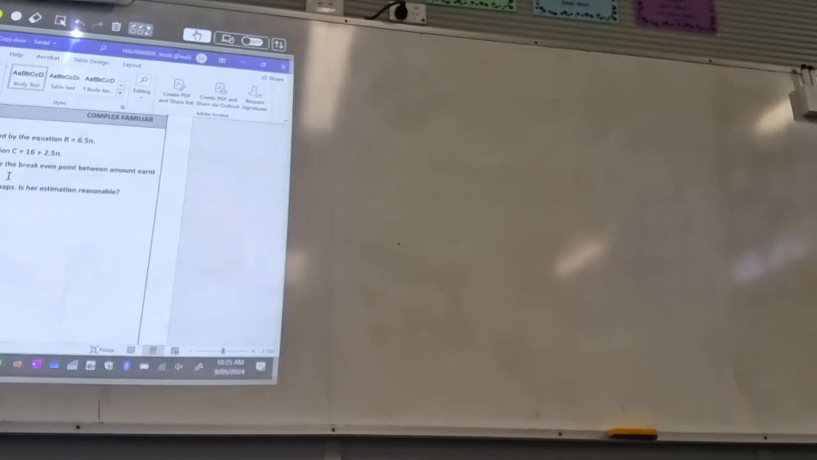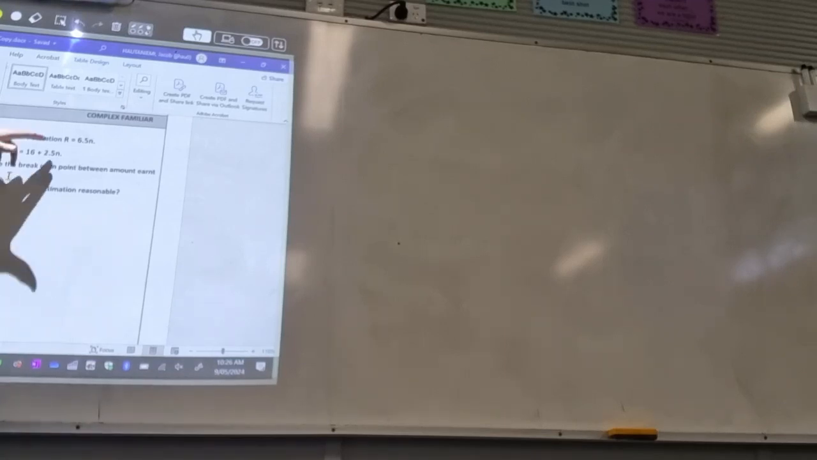However, even though she gets $6.50, that's not her profit. You have to subtract the amount it costs her to make. So let's say, for example, it costs her $4 to make, and she gets $6.50 every time she sells it, she's only making $2.50 in profit. We're going to have to use these equations to figure it out.